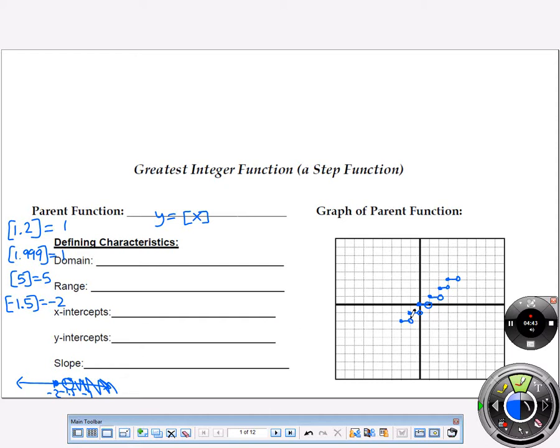Can you plug in something like pi? Yeah, what would it round it to? 3, okay? Basically, we can plug in any real number that we want, right? And do this rounding to it. So the domain is all real numbers.